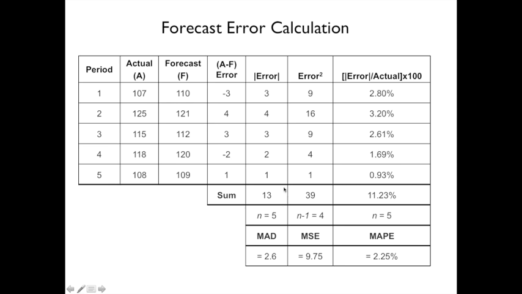The sum of these errors is 13, the sum of the error squared is 39, and the sum of the percentages is 11.23. For the MAD, you divide by N, which is 5, and you get 2.6. For the mean squared error, you divide 39 by N minus 1, and you get 9.75. And for the mean absolute percentage error, you take the percentage sum divided by 5, which is 2.25%.